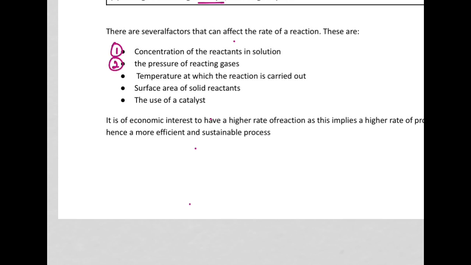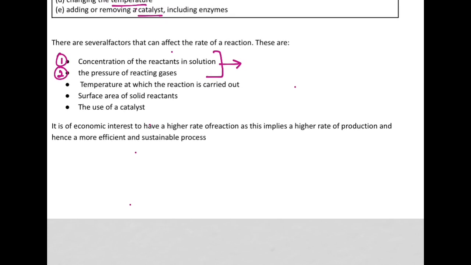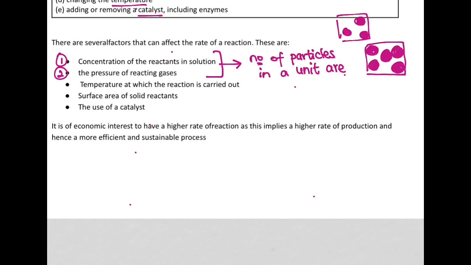Concentration and pressure, these are both looking at how many particles of the reactant we have in a certain area. So for example, here you have high concentration because you have many particles in an area, and here you have low concentration, you have smaller number of particles in an area. So the more particles you have in an area, the more reaction you're going to have, because for a reaction to take place, the particles need to come together. They need to collide with each other. So here you have less particles, less collisions. Here you have more particles, more collisions.